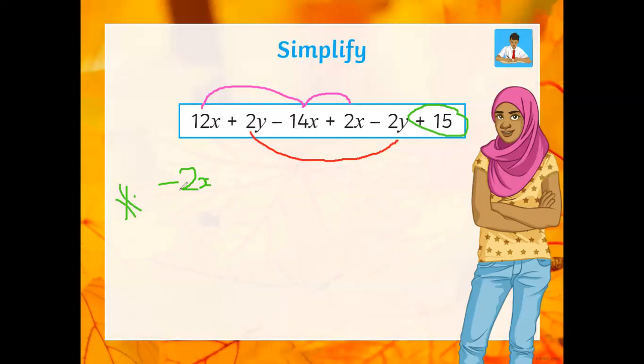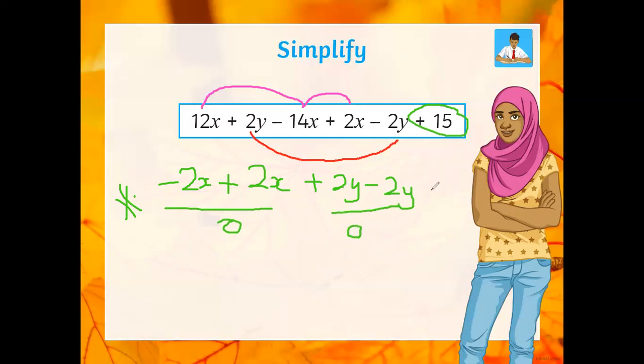And then forget about this one here. Minus 2y, sorry, plus 2x, plus 2x. That is going to literally give you a 0. Negative 2x plus 2x is a 0. Then continue with plus 2y minus 2y. This is another 0. Positive 2y minus negative 2y is 0. And then finally with plus 15. So it's 0 plus 0 plus 15.